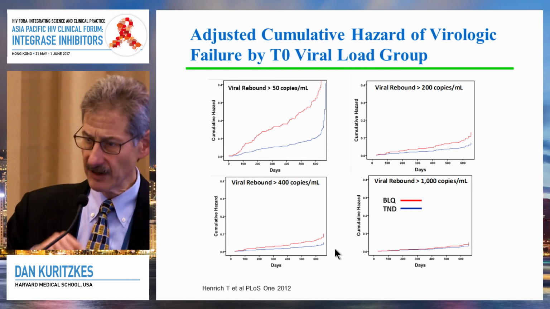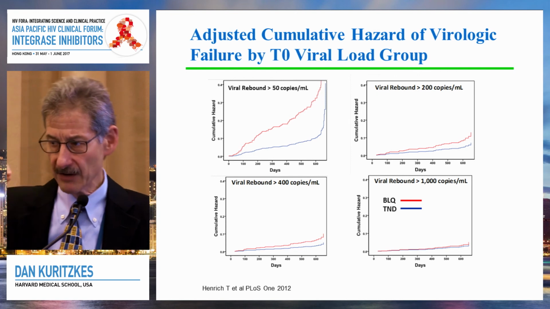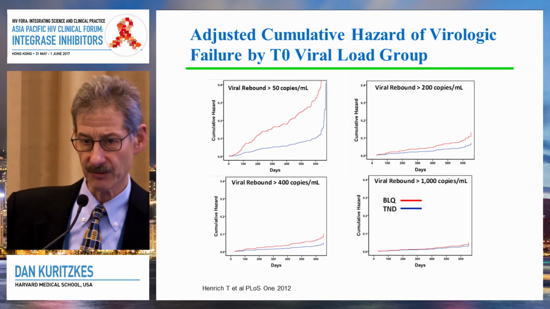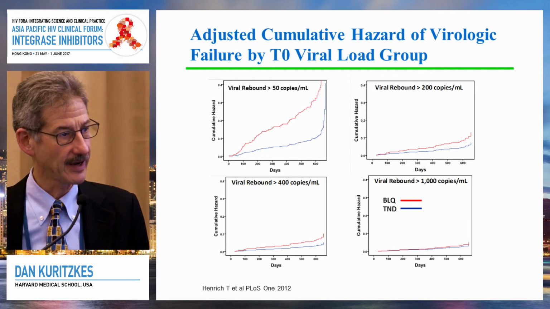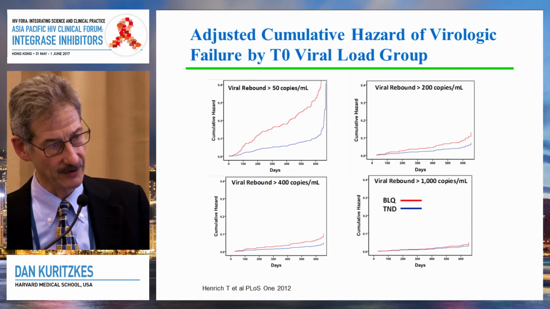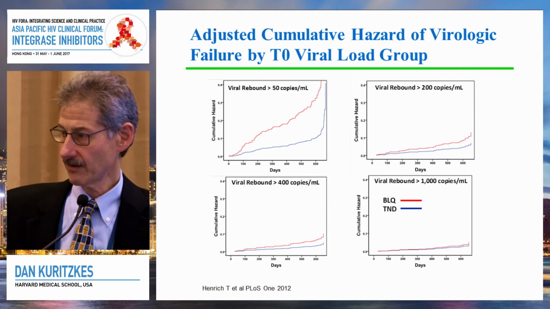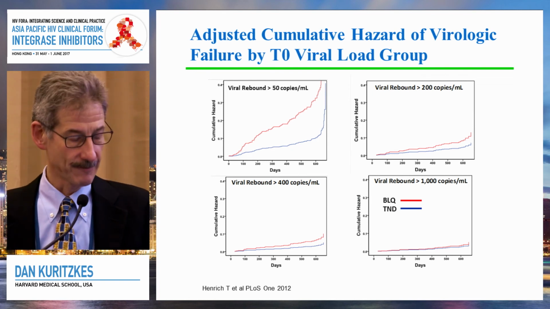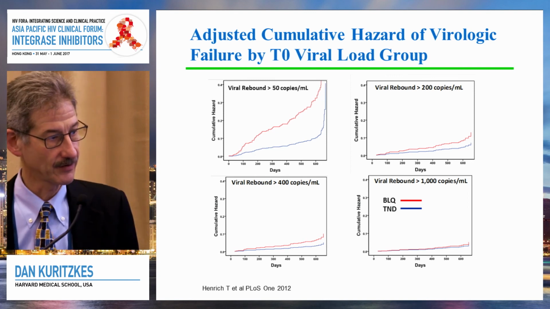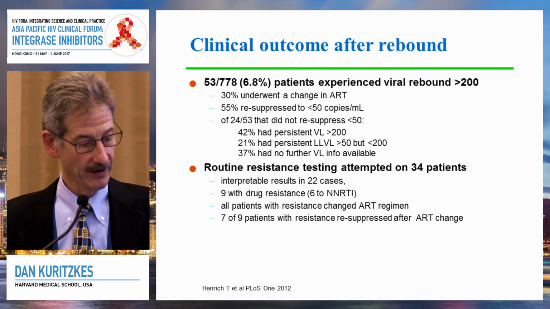And to us, what this means is if you have these very low levels, you're going to continue bouncing around in this range between being completely undetectable and having low-level viremia. But if your virus levels are low enough, you're going to have a very low risk of actually having frank virologic failure. But if you get above 200 or 400 copies, then your risk is going to be much greater.